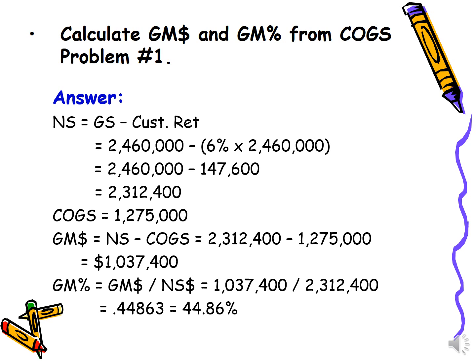And then gross margin dollar will be net sales minus cost of goods sold, which is $1,037,400. To calculate gross margin percent, finally, you divide the gross margin dollar by net sales dollar, which we calculated first in this slide. And that leaves us with a 44.86% gross margin.